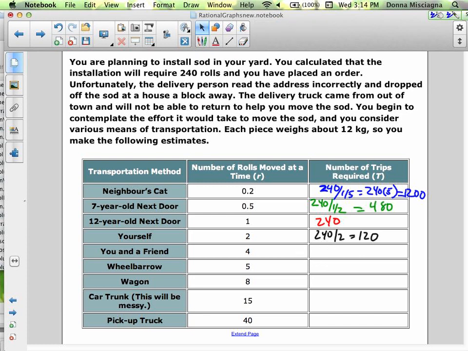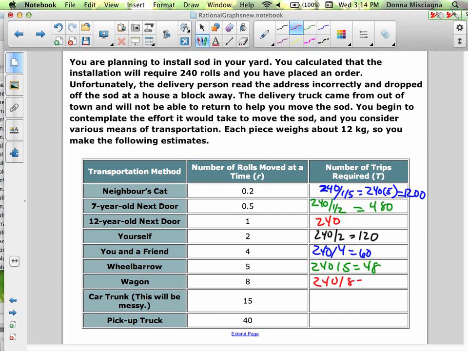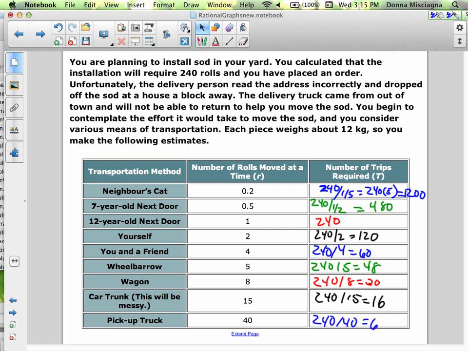So 240 divided by 4 is 60. And then 240 divided by 5 is 48. And 240 divided by 8 is 30. And 240 divided by 15 is 16. And then this one's one of the easiest of all, 240 divided by 40, which is 6. Not as easy as 240 divided by 1 or 2, but pretty easy.